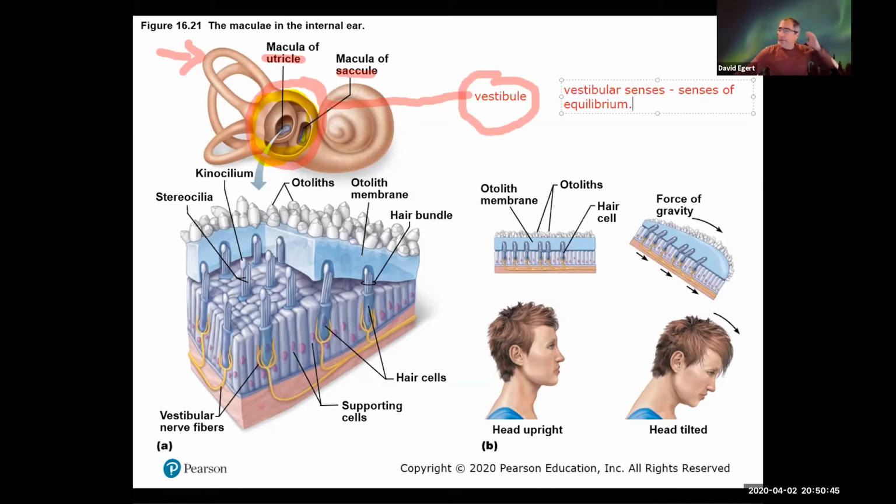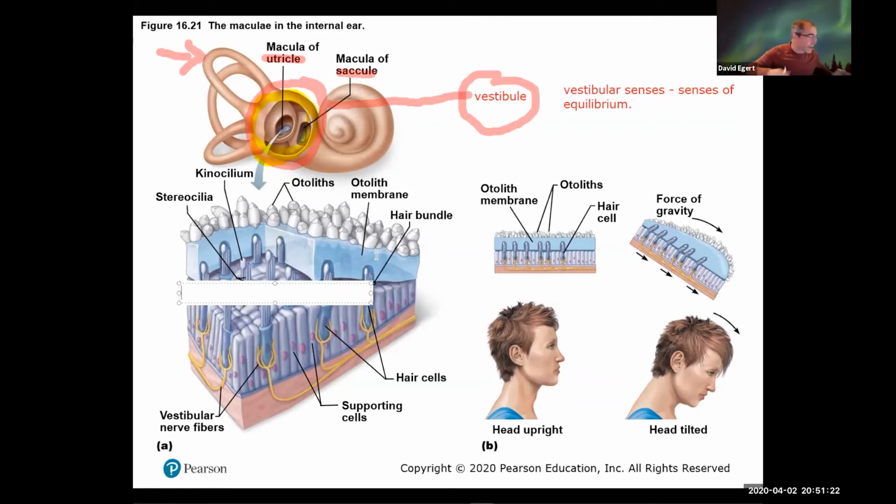So these are going to be your equilibrium senses. These are not about hearing. In terms of the saccule and utricle, it's which way is gravity going? Or in terms of the semicircular canals, which way is my head spinning? For the saccule and the utricle, they are exactly the same thing, just at different orientations, like perpendicular, so they can tell different directions.